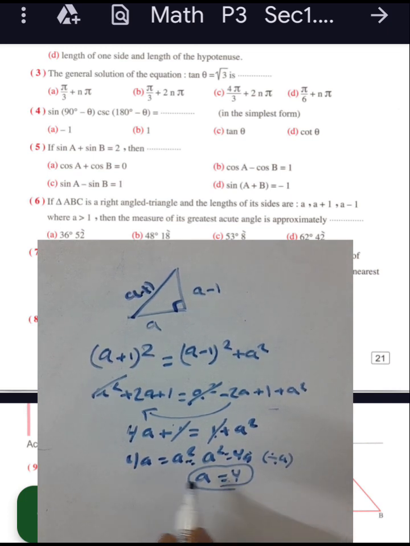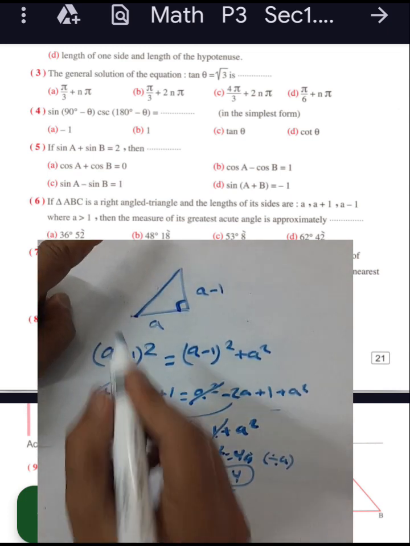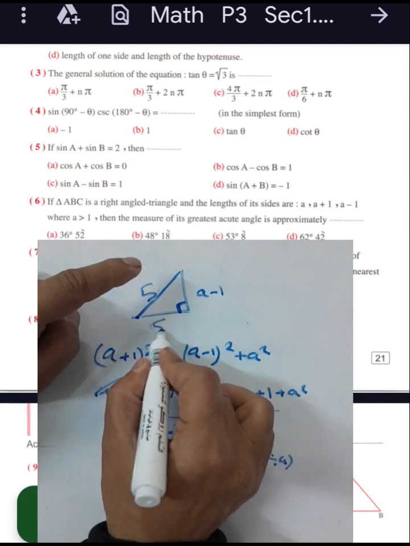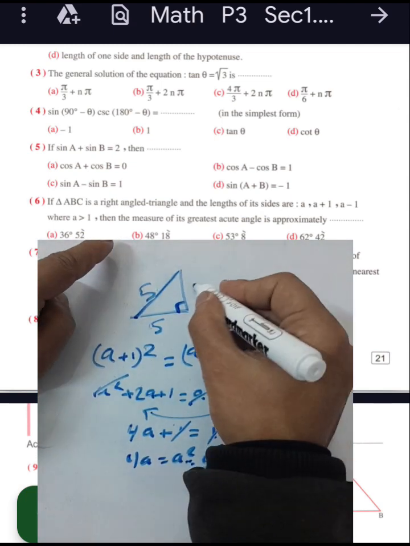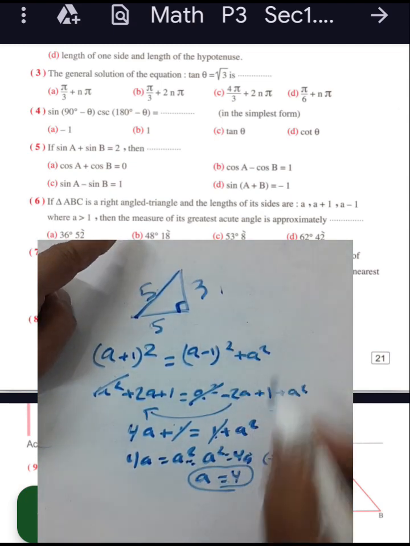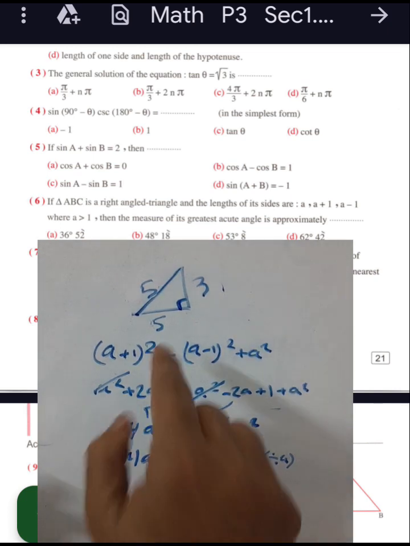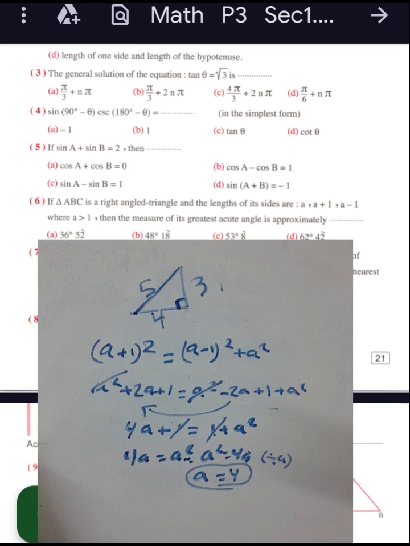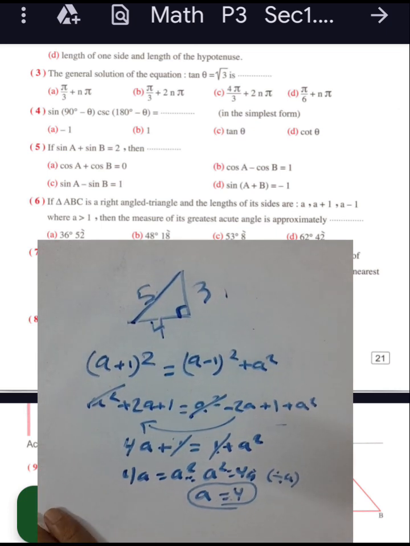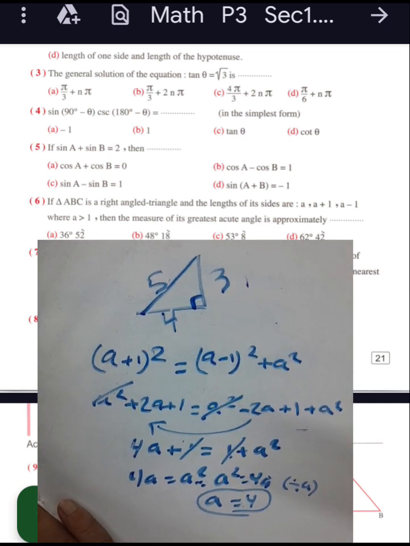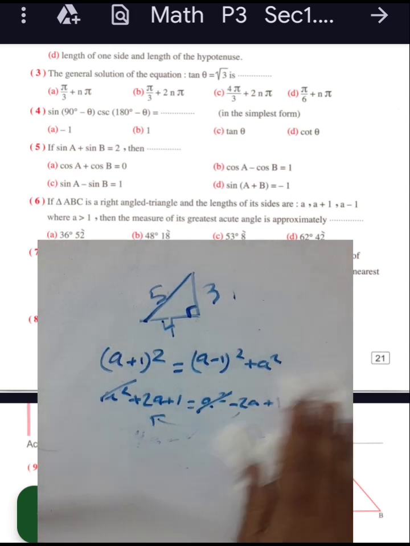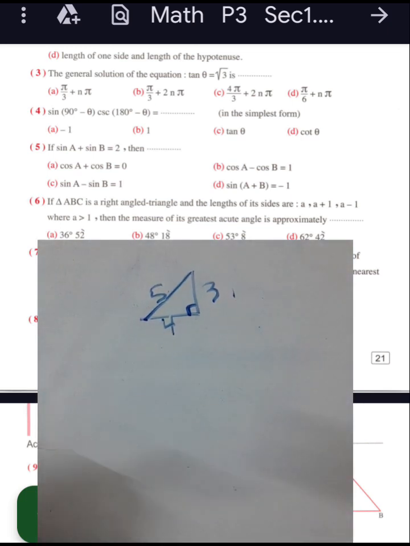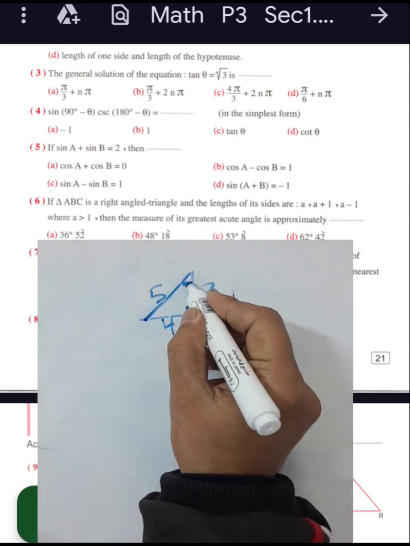Then the value of A equals 4. 4 plus 1 will be 5, and 4 minus 1 equals 3. Then we have 3 sides: 5, 3, and 4. We want to find the measure of the greatest acute angle. The greatest acute angle is opposite 4. We want to find this angle because this angle is opposite 4.